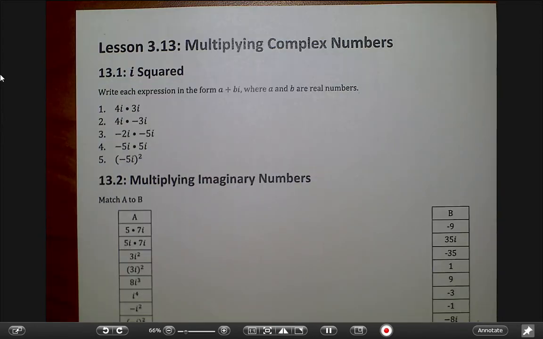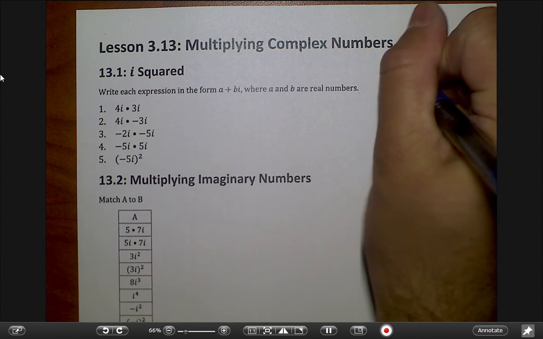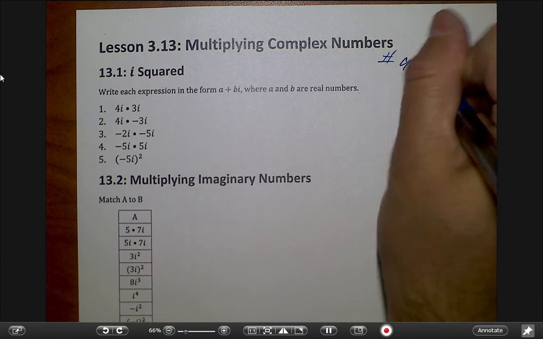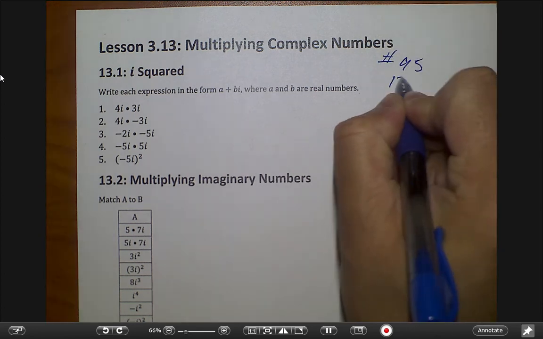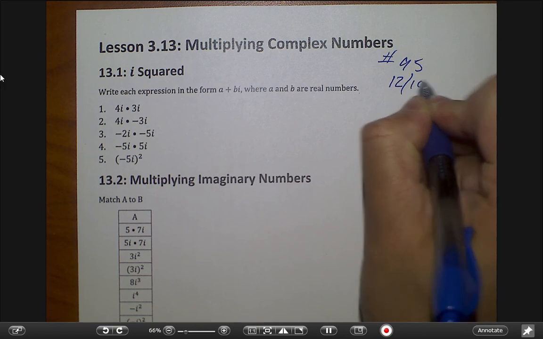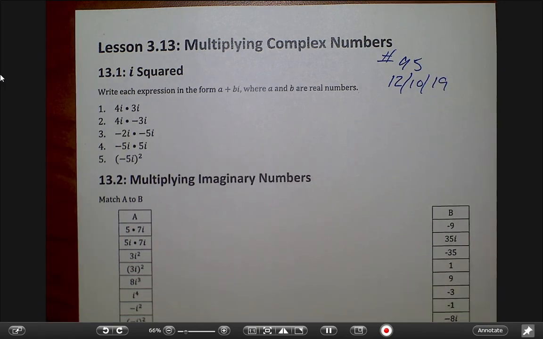Alrighty. Okay, so we're going over this today, number 95, and the date is 12/10/19.